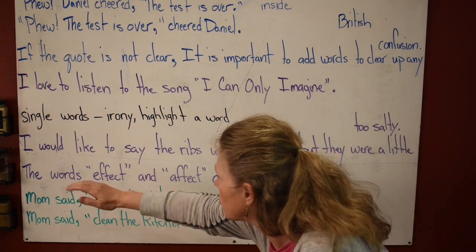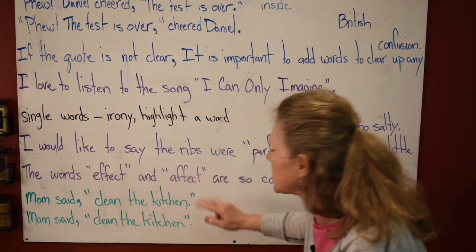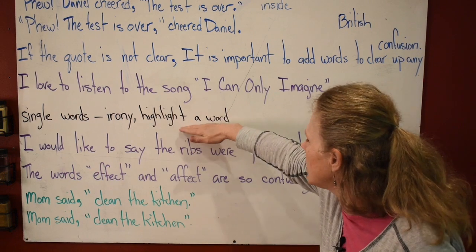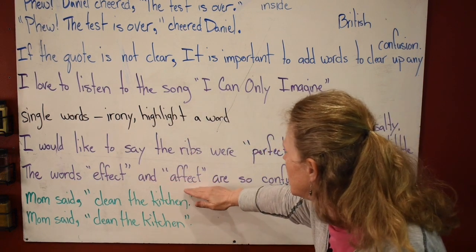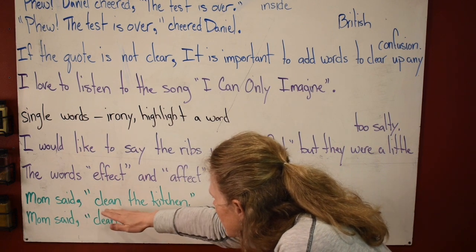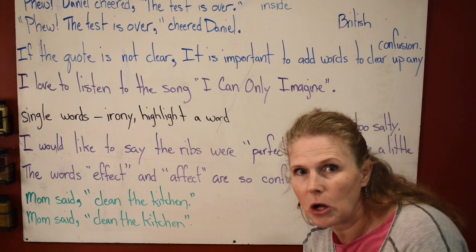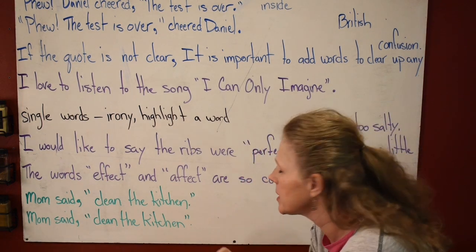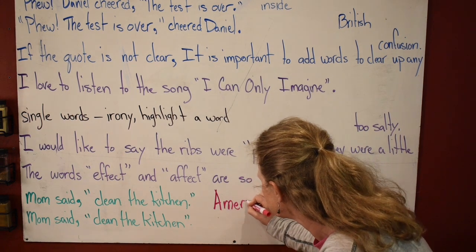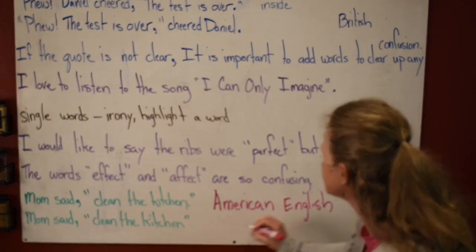Here's another way you could do that. The words "affect" and "effect" are so confusing. See how I just put quotation marks in here? There's no commas, nothing. Just add your quotes in. When you want to highlight certain words, you can just do it like that. No commas or anything. Mom said, "Clean the kitchen." Mom said, clean the kitchen. Which one's correct? Neil and Paul say the top one is correct. But this is really interesting, and I haven't studied this as much, but this is American English, and this is British English.